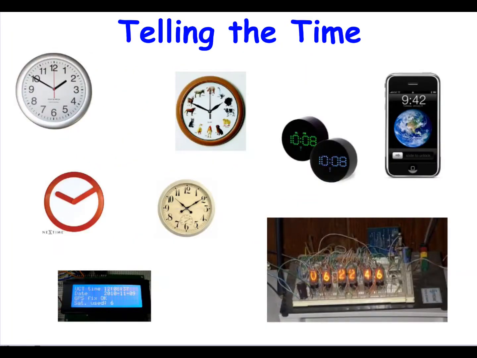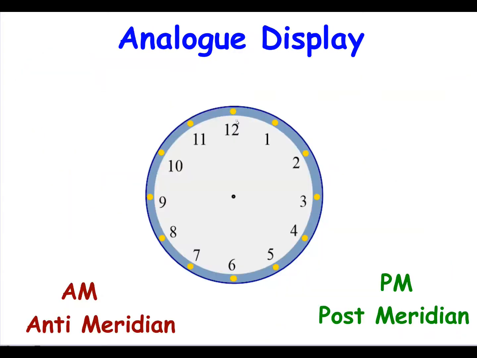Now let's get to our lower level units of time, and that is telling the time in hours, minutes and seconds. And there are two main formats. There's the analog version, which are our clock faces, and the digital version that you're seeing on your mobile phones and a lot of your watches these days. First, let's look at the analog display.